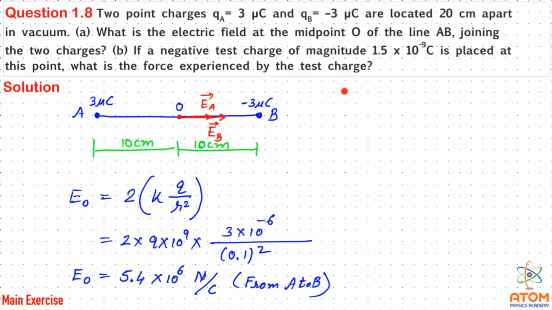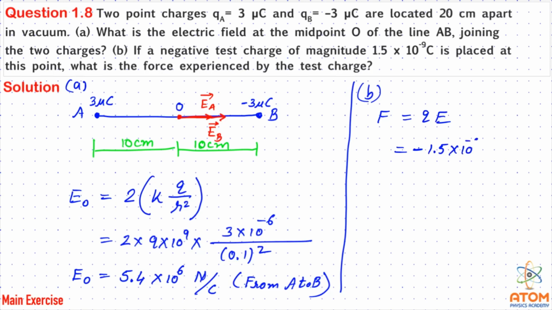Now let us solve the second part. This is B. This was basically A. Now in the second part, the question is, if a negative test charge is kept of 1.5 into 10 raised to minus 9 coulomb at this point O, then what will be the force experienced by this test charge? Obviously, the force will be F is equal to, you can write simply QE. This is the equation to find out force. And now this Q is minus 1.5 into 10 raised to minus 9 coulomb.